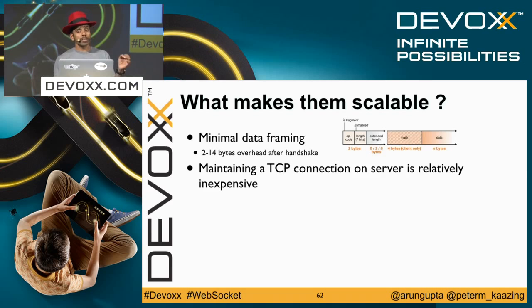Maintaining a TCP connection on a server is relatively inexpensive. It's basically pointing to one file descriptor. All the connections happen over one particular port, 80 or 8080, whatever your port is. So it's not a matter of how many ports can be open. It's all a matter of how many file descriptors can be opened, which can further be tuned.